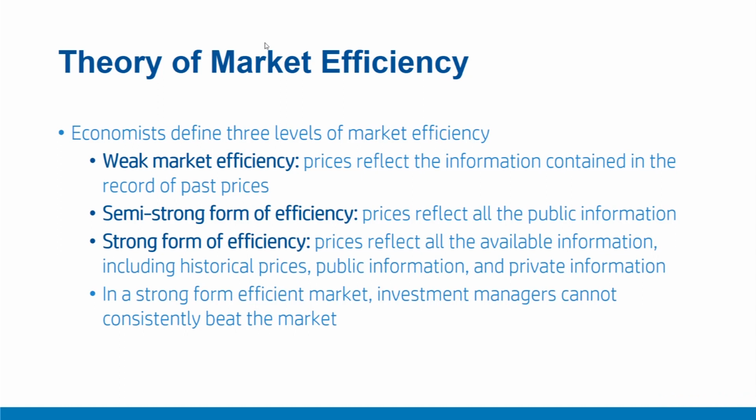The second level of efficiency requires that prices reflect not just the past prices but all other public information. For example, information from the internet or financial press. This is known as semi-strong form of market efficiency. If markets are semi-strong form efficient, then prices will adjust immediately to public information such as the announcement of the last quarter's earnings, a new issue of stock, or a proposal to merge two companies.